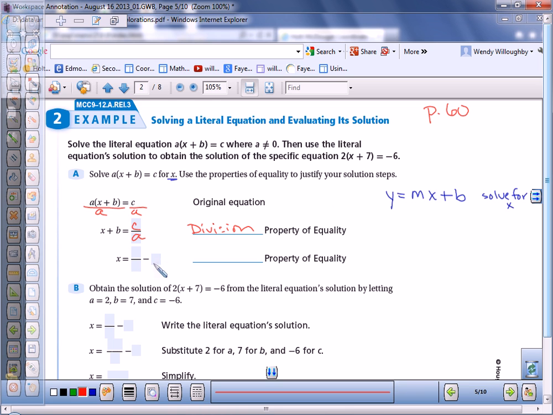And now we want x by itself. So what's the last step? Subtract b. So we end up with c over a minus b, and we use the subtraction property of equality. And now it's solved in terms of x.